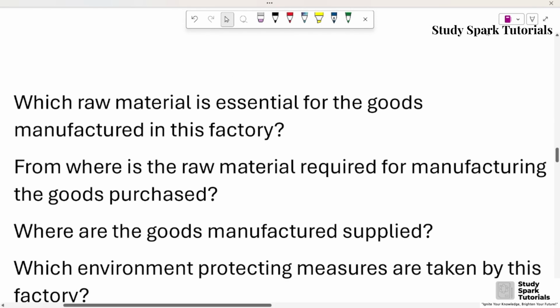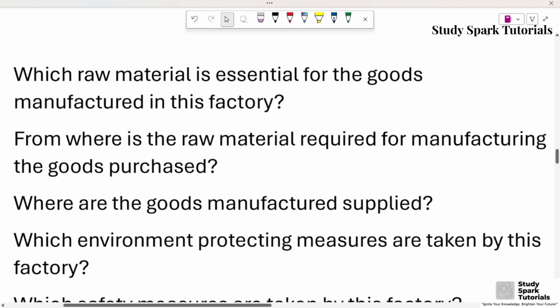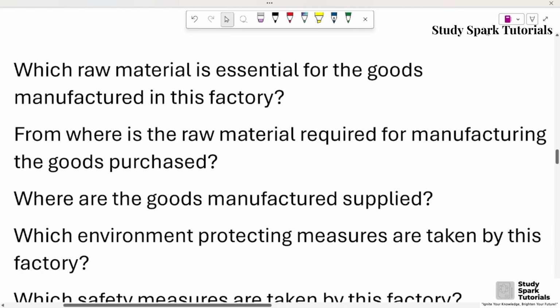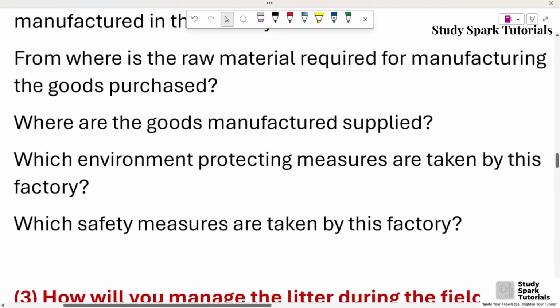Which raw material is essential for the goods manufactured in this factory? From where is the raw material required for manufacturing the goods purchased? Where are the manufactured goods supplied? Which environment protecting measures are taken by this factory? Which safety measures are taken by this factory?